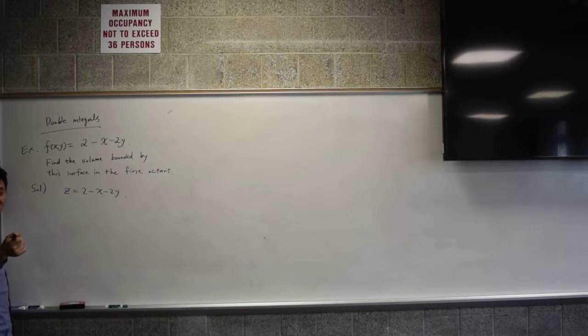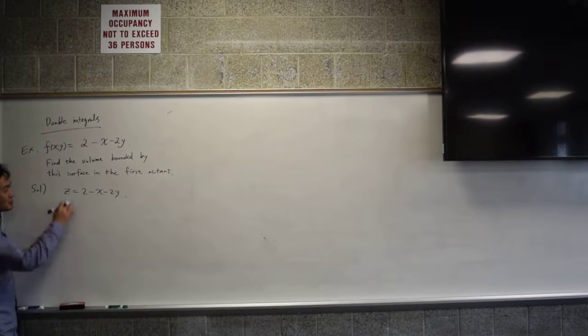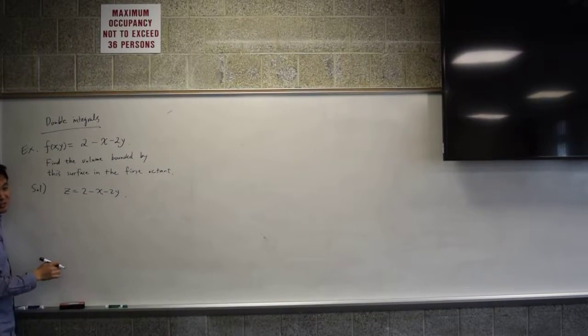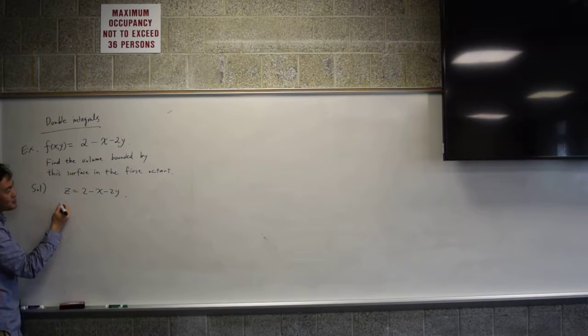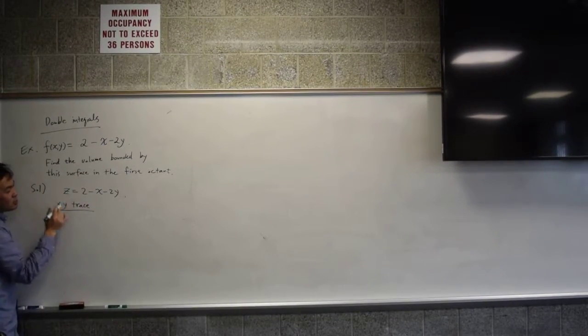Really? Yes. A plane? It's a plane, yeah. How do you know? First power, yeah. It's a plane, of course. All right. So xy, let's talk about the xy trace. How do you get the xy trace? You set z equal to 0.